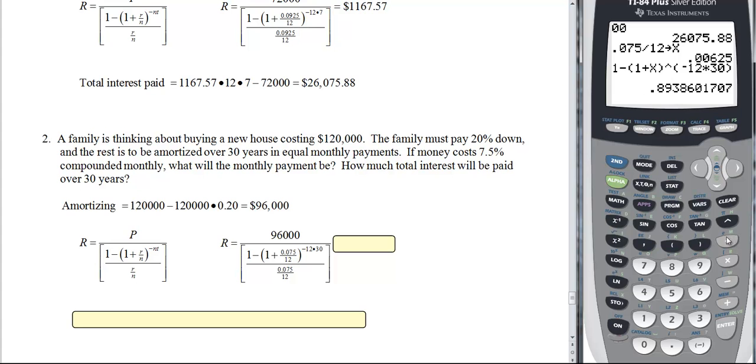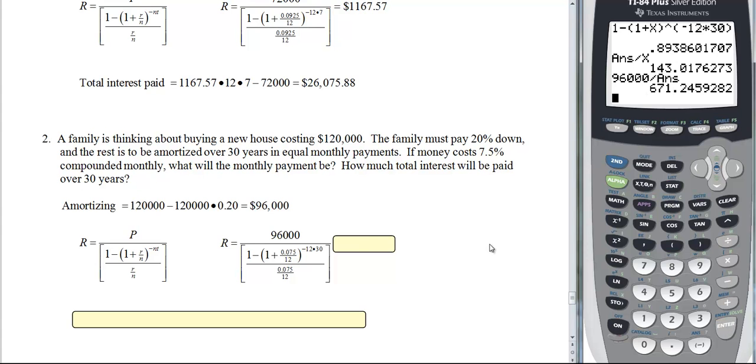There's the numerator of my bracket. Divide by my stored value. There's my number that's in my denominator. So 96,000 divide by second answer. So we're going to have to pay $671.25 every month for 30 years.